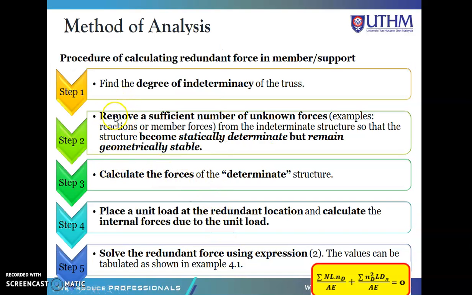So first, this is the step, which is to find the degree of the indeterminacy. So remove the sufficient unknown, which is kita remove sama ada pin kepada roller. Okay. Calculate the force for the determinate. So bila kita removekan daripada pin ke roller, dia akan jadi determinate. So kita akan kira dia punya forces of the determinate structures, which is N besar. Betul? Then kita replace satu unit load kat mana location yang kita buang itu. Redundant location, and calculate the internal forces due to the unit load. Okay, then kita solvekan the redundant forces by using this expression.